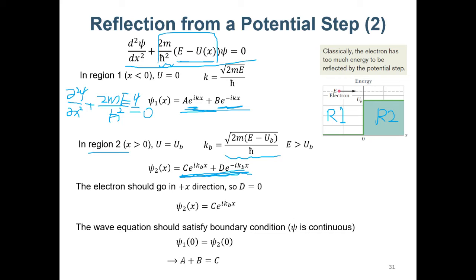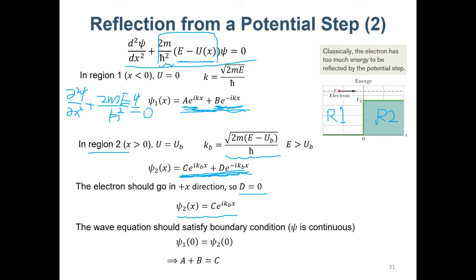So here we are assuming that the electron is going from region 1 to region 2. So the probability of the electron reflecting exists, so we'll let A and B remain here. However, for region 2, as long as the electron goes into region 2, we do not expect it to go back. So we'll assume that D will be equal to 0. So here, phi 2 will be only C times the exponential of ikbx, without the negative direction term.